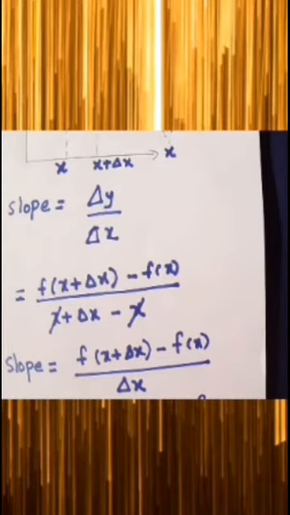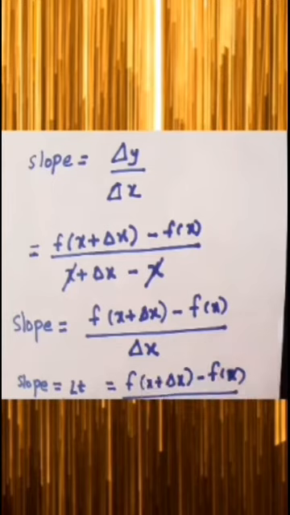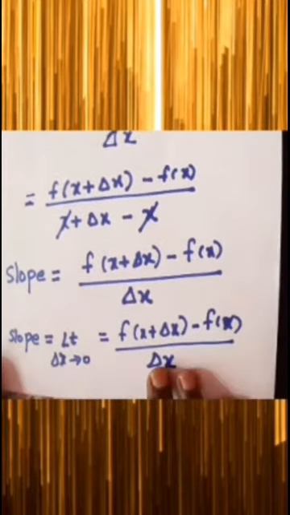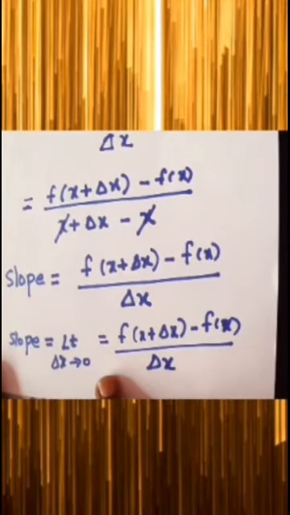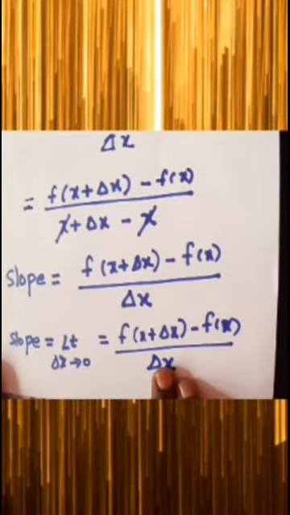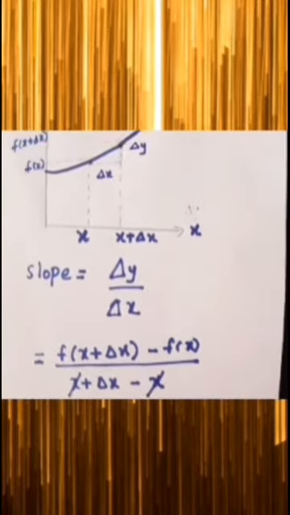And finally, x and minus x will get cancelled. Then we have f of x plus delta x minus f of x divided by delta x. And finally, delta x should tend to 0. We get the limit of f of x plus delta x minus f of x, the whole term divided by delta x. This is the concept of differentiation.